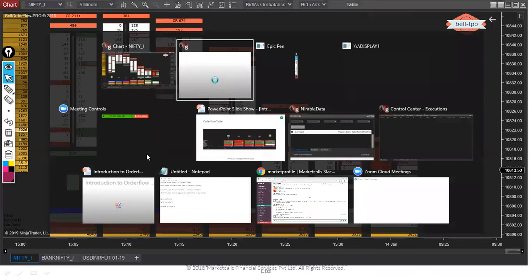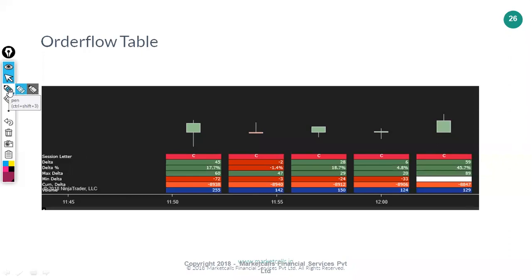Again, getting back to the PPT, it also comes with a delta. You can see a sequence of delta here, a positive delta. That means buyers are controlling in these candles. Maybe you might be seeing price going up and up continuously, keep on going up.